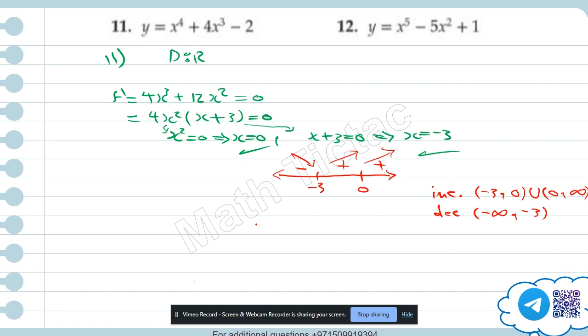This is the end of question 11, which is included by polynomial. So let's see if we have another question. Let's say if we have exponential.